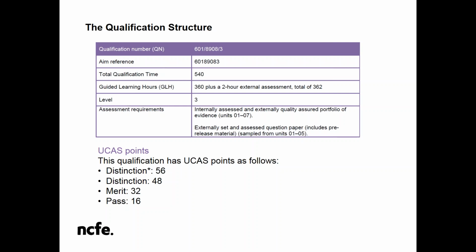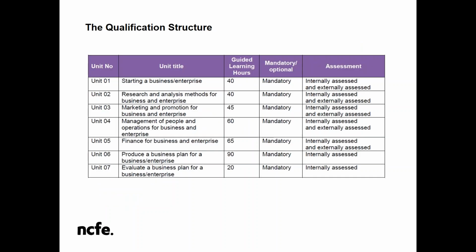I'm going to talk about the assessment requirements in a bit more detail later on, but essentially there are internally and externally assessed units from 1 to 7. The externally set and assessed question paper, including the pre-release material, will be sampled from units 1 to 5. We set out what the UCAS points are below, ranging from 16 for a pass right up to 56 for a distinction star. So, a brief overview then of the 7 units.